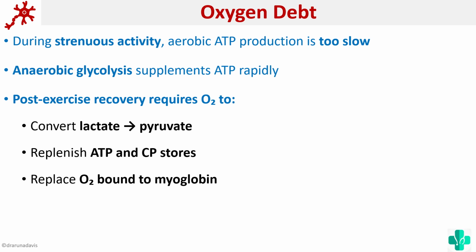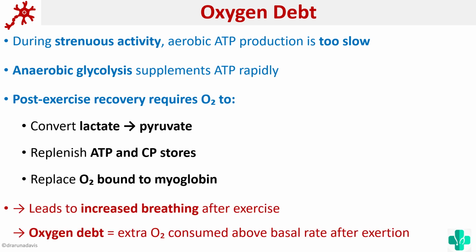That is why after strenuous exercise, the athlete will have increased breathing, and that is to actually pay off the extra oxygen debt. That is, we need oxygen for all this work because the muscle was utilizing anaerobic glycolysis. So it's the extra oxygen consumed above the basal rate after exertion.